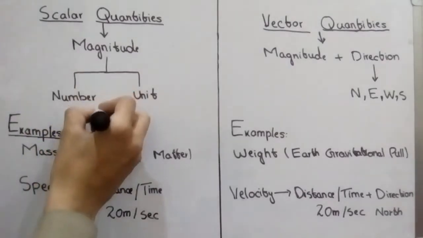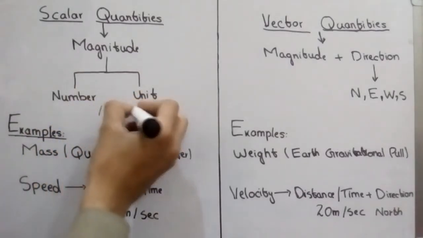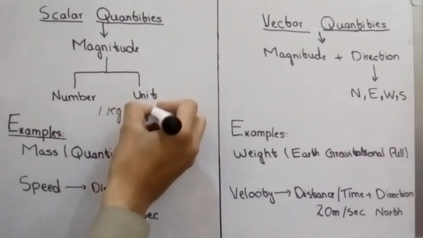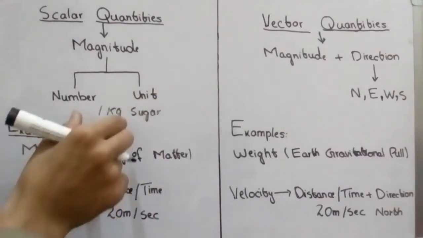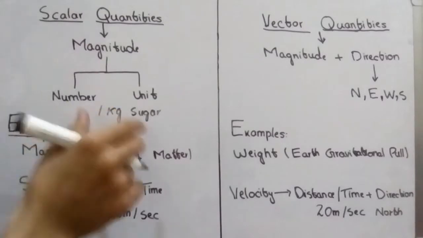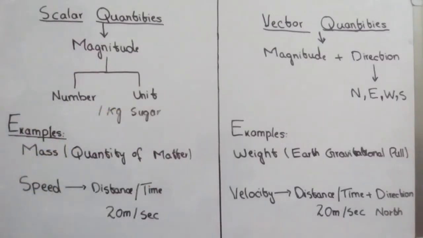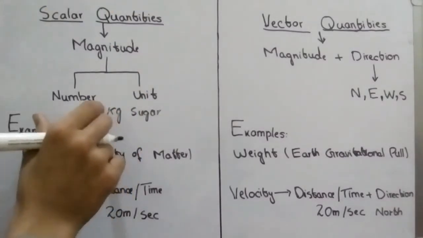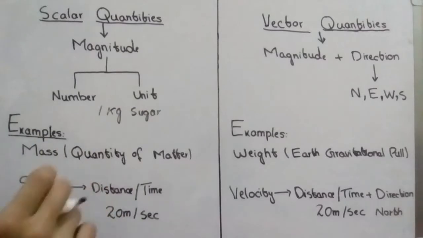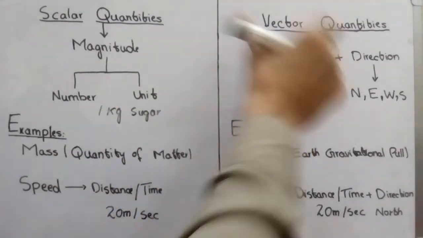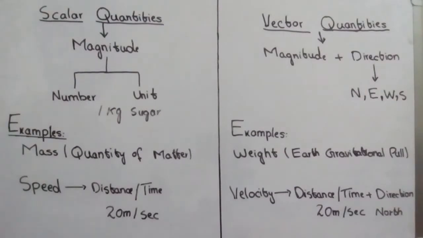Magnitude is 1, e.g. 1 kilogram of sugar. 1 kilogram of sugar consists of two terms, 1 and kilogram. 1 is a number and kilogram is a unit. This is a scalar quantity because the 1 kilogram of sugar can be completely defined by a number and a unit with it. And vector quantities can be defined completely by magnitude and direction only.